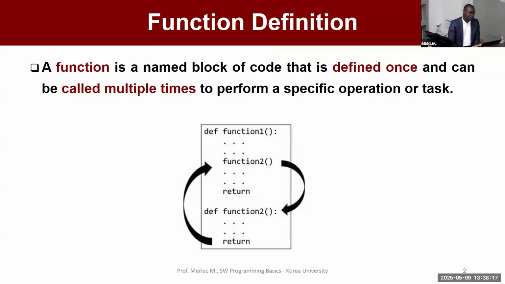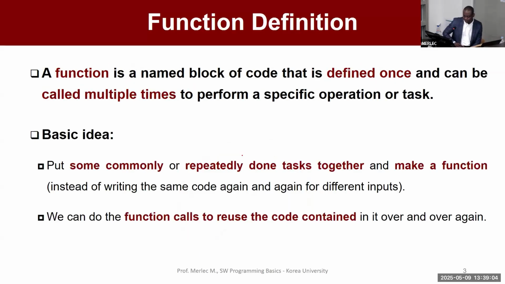A function, by definition, is a named block of code that is defined once and can be called many times to perform a specific task or operation. As you can see in this illustration, you have two functions, function 1, which is defined here, and function 2. Since in function 1 we need to implement the functionality which is defined in function 2, instead of duplicating the code, we just have to call function 2, which implements a specific operation, in function 1. So this is the approach of defining a function in Python.